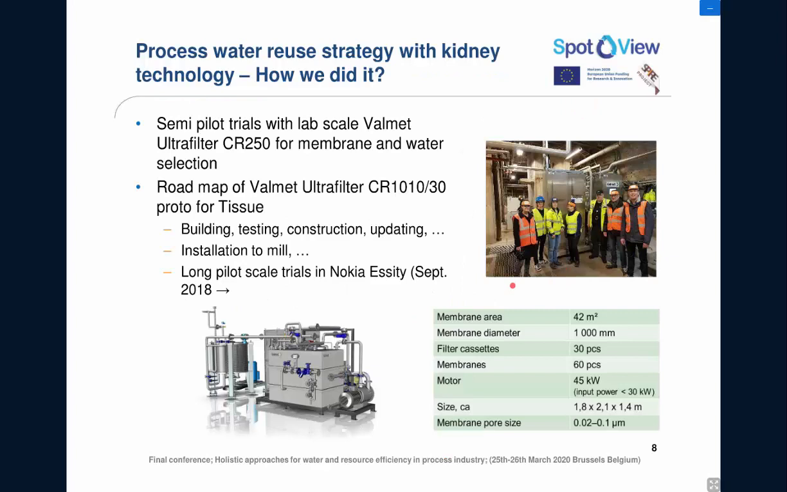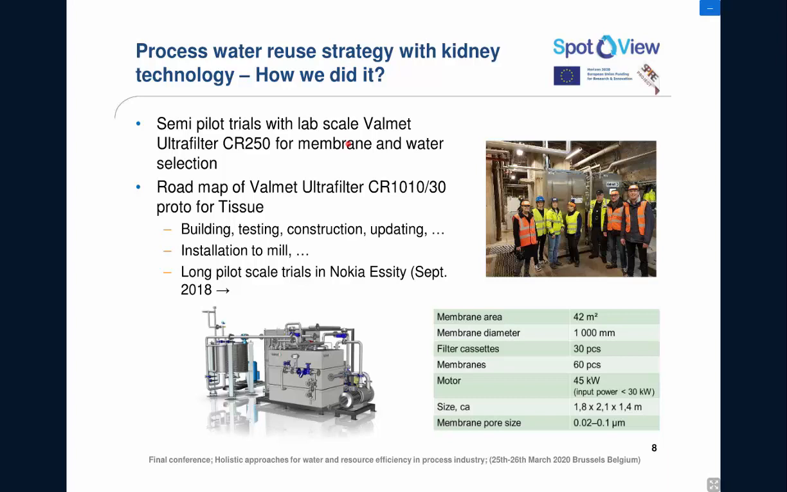I think the roadmap of the Valmet ultrafilter for tissue machines was this: the guys from Valmet first made some kind of lab-scale filtration for membranes, to get the best possible membrane for the purification, and of course the water selection inside the process. So what kind of water can they purify back to the process. And then there was building, testing, construction, updating, installation, and such things.